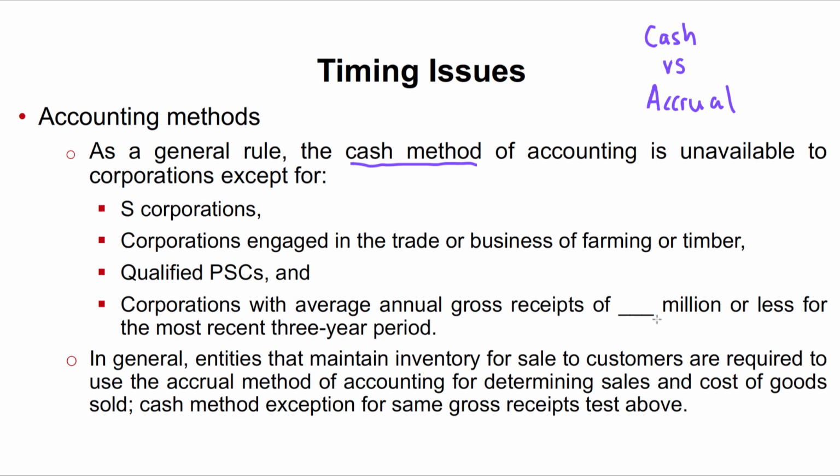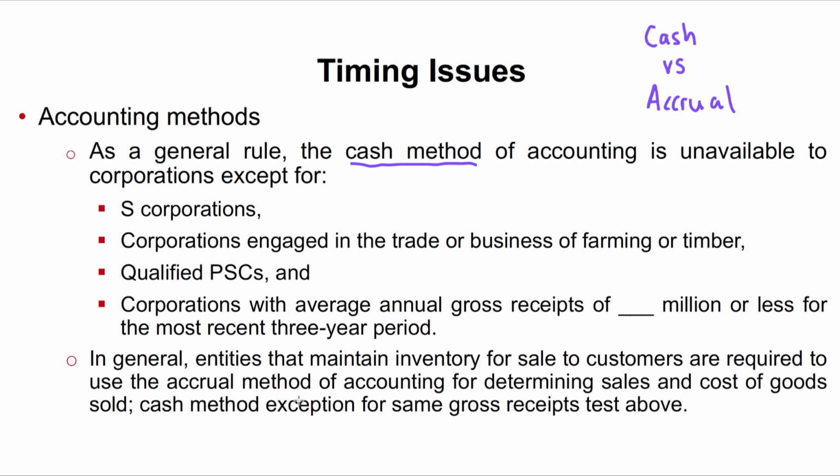Now, the reason I have this blank and I have others blank in this presentation is because these numbers change frequently. At the time of this video, it's $25 million, but it could change in the future, so be careful. Check this number. In the past, it was a different amount. It's $25 million at the time of this video. So these are corporations that can get the cash method.